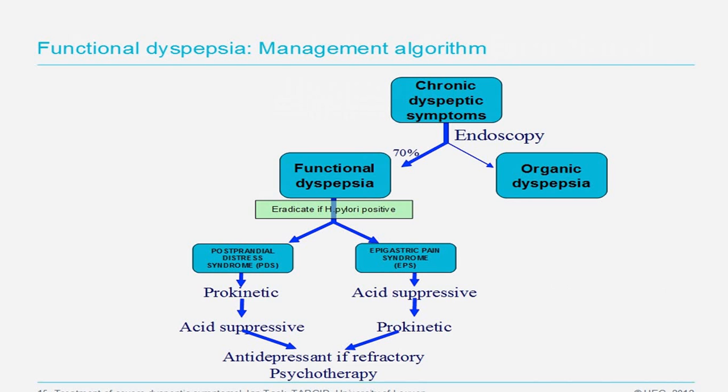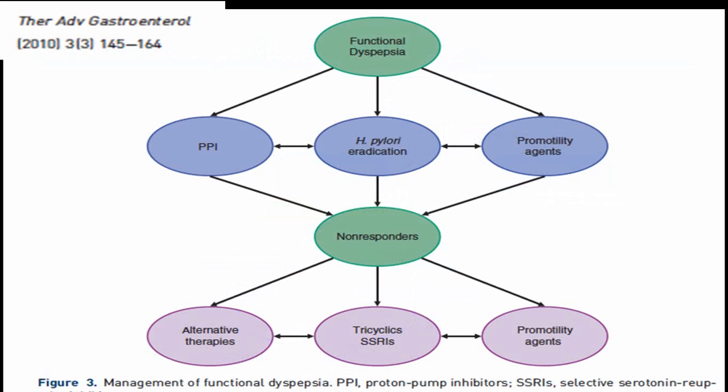This is when it is chronic. Endoscopy is a must. Rule out organic dyspepsia. If it is functional, eradicate H. pylori with a proton pump inhibitor and prokinetic. If it is postprandial, prokinetic with proton pump inhibitor, and if it is pain, then proton pump inhibitor with prokinetic, depending upon the type. And in a case of refractory, go for antidepressant drugs. This is again the same H. pylori. This is for the refractory group, tricyclic antidepressant groups.